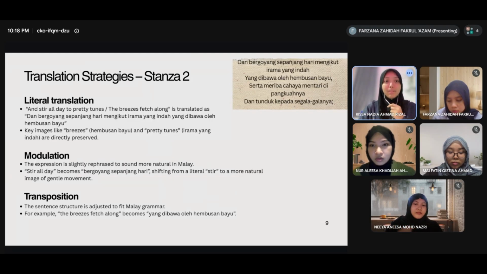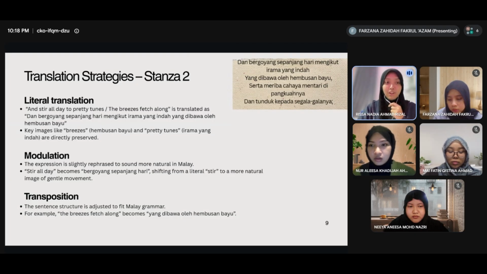Next, modulation is applied to make the sentence sound more natural in Bahasa Melayu. For instance, stir all day is translated as bergoyang sepanjang hari. The meaning is the same, but the expression is adjusted so it sounds smoother and more poetic in Malay.